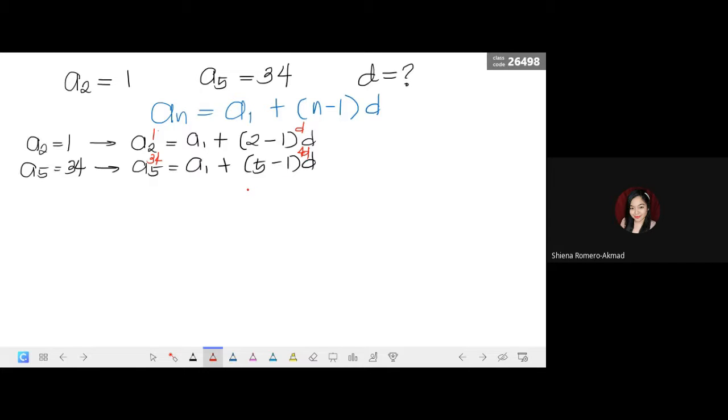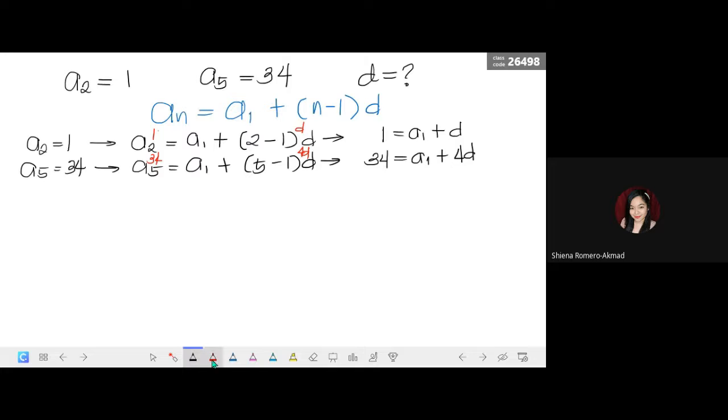Okay? So after that, gawin naman natin yung substitution. So we will substitute. We'll have 1 equals A sub 1 plus d. Next is we have 34 equals A sub 1 plus 4d. Lagyan lang natin yung arrow.